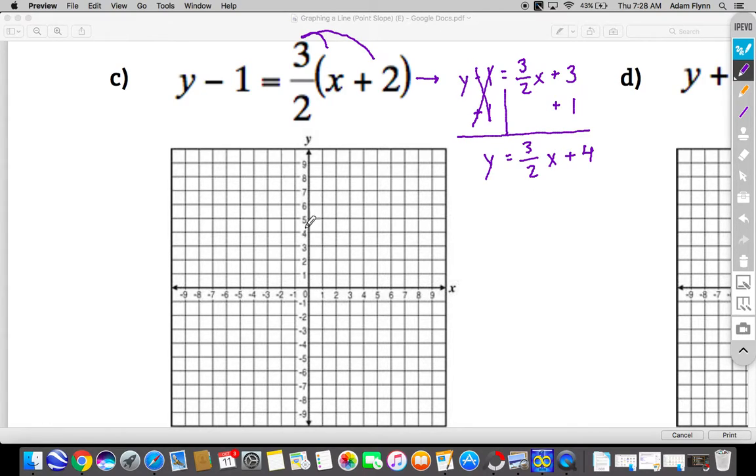So I'll start at my y-intercept, which is positive 4. And from there, I will go up 3 and to the right 2. Or I could go down 3 and to the left 2. And now I can make my line connecting these points.